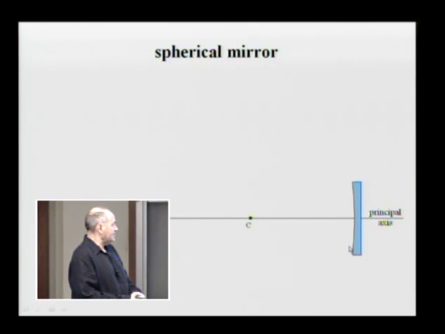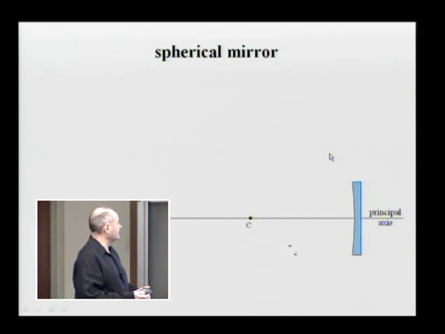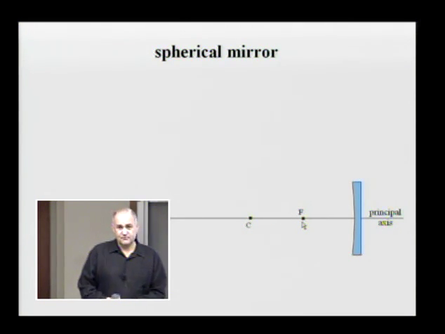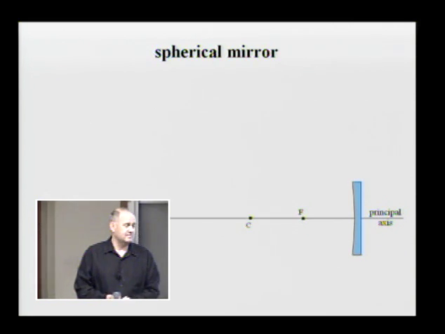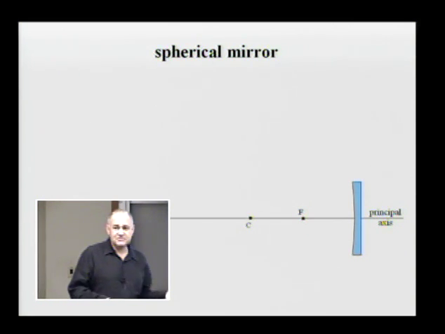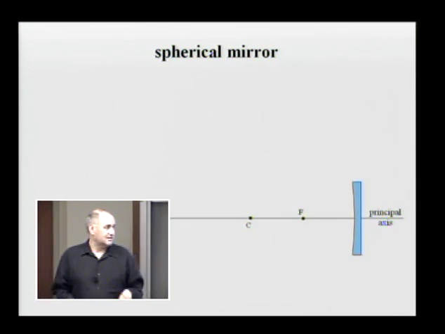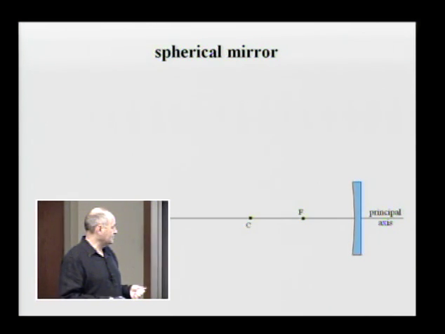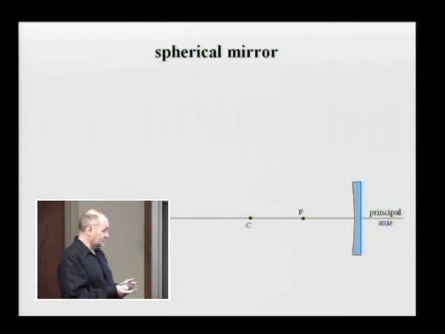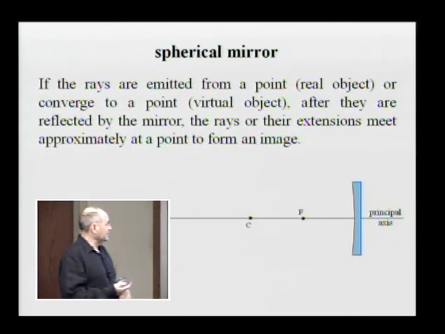All right, so let's say that here's the center of that spherical surface of the mirror. Halfway between the center of the curvature and the mirror is a point which we refer to as the focal point of a mirror. And in a moment we will see what is significant about this point and why it is so important, so we will have to mark it.